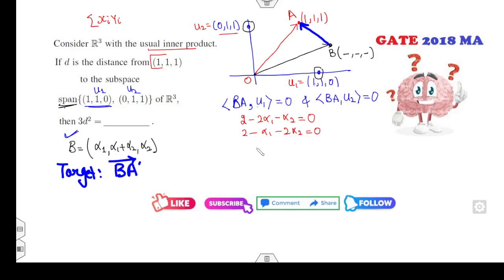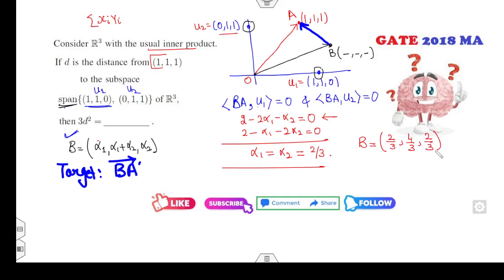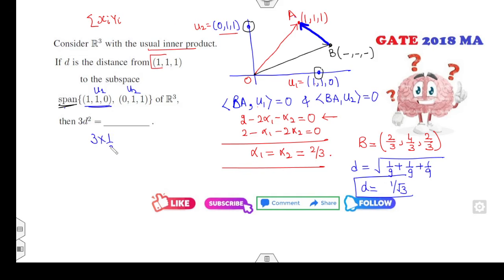इज इट ओके? अब आप इन दोनों को सॉल्व कर लो, जैसे इन दोनों को सॉल्व करोगे एक तो क्लियर हो गया, α1 एंड α2 आर सेम, और जैसे सेम है किसी एक में फिल कर दो, यू विल गेट 2/3. सो बी कोऑर्डिनेट आपका क्या बन गया, α1 + α2, फाइन। अब आपको ए पता है तो डिस्टेंस कितना हो जाएगा, बाय यूजिंग द डिस्टेंस फॉर्मूला, (x2 - x1) होल स्क्वायर, (y2 - y1) होल स्क्वायर, (z2 - z1) होल स्क्वायर, सो दैट इज 1/√3. अब पूछा क्या आपसे, 3 × d स्क्वायर, 1 is the right answer of the problem.